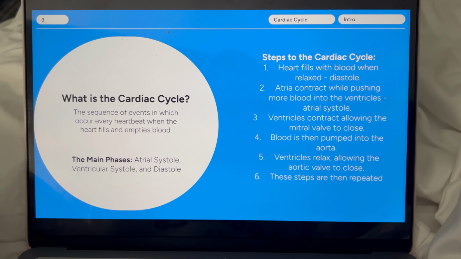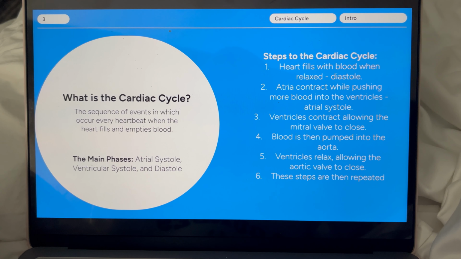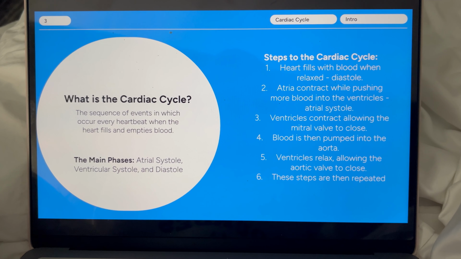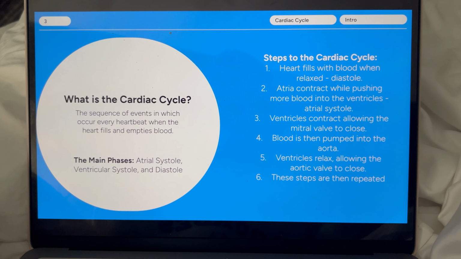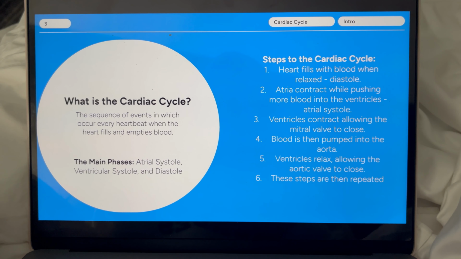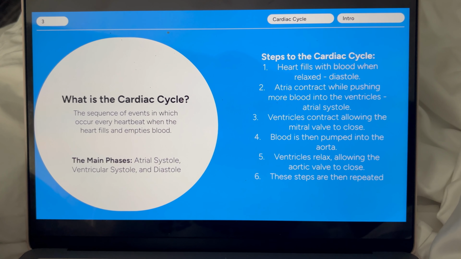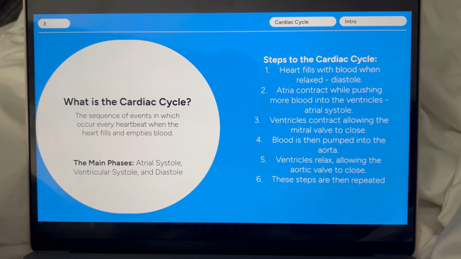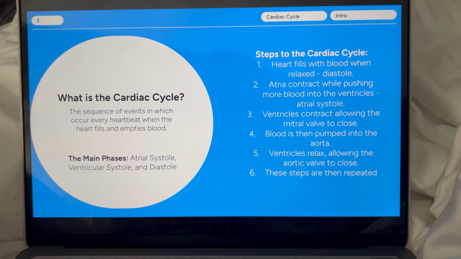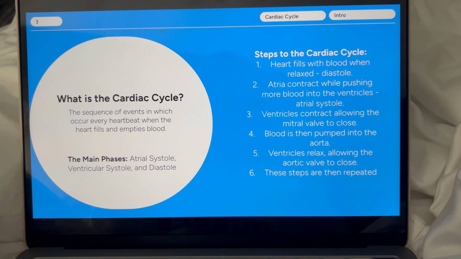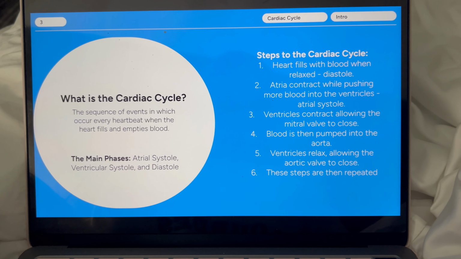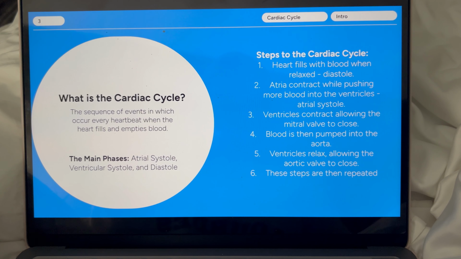So what is the cardiac cycle? Well, the cardiac cycle is a sequence of events in which every heartbeat has the opportunity to have the heart fill up as well as empty blood from it. There are about 3 phases, which are called the atrial systole, ventricular systole, and the diastole.